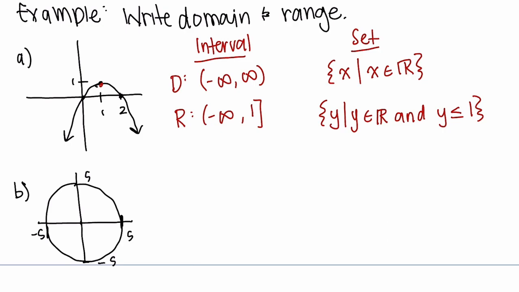So if I look at the domain, it's not going to be all real numbers. It's only going between negative 5 and 5, but we're going to include the negative 5 and 5. For the range, same kind of thing. We're going to go from between negative 5 and 5 on the y-axis, and we're going to include those. So the only times we wouldn't include it is if we've got an infinity. We don't include infinity because you can never quite reach infinity.